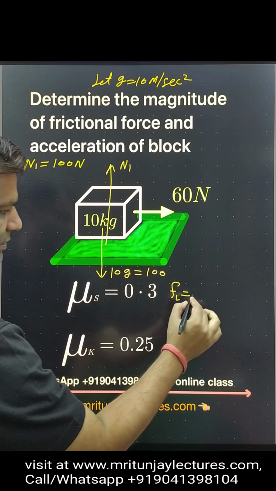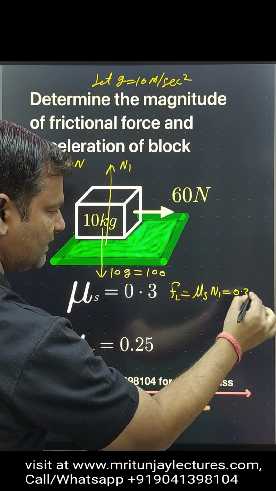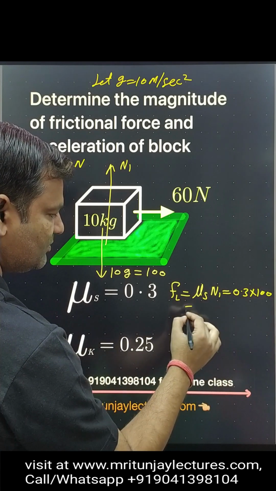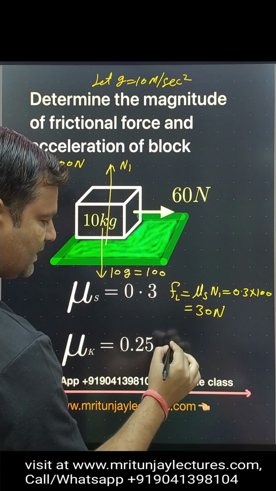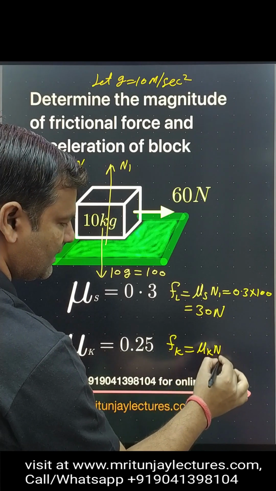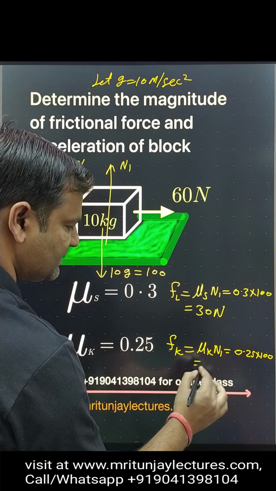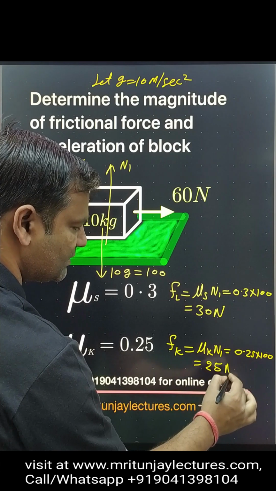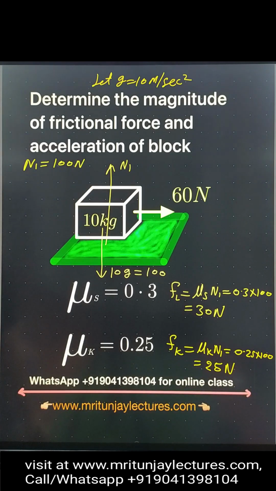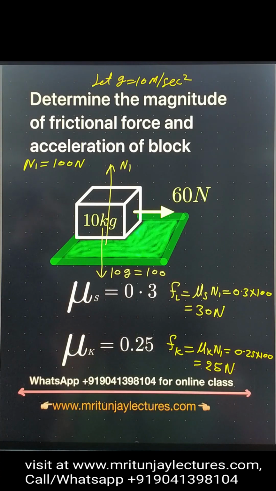After that, what about FL? FL is how much? Mu s into N1. Mu s is 0.3 and N1 is 100. So that is how much? 30 Newton. And Fk is mu k into N1. Mu k is 0.25 into 100. So that is how much? 25 Newton. Also clear?